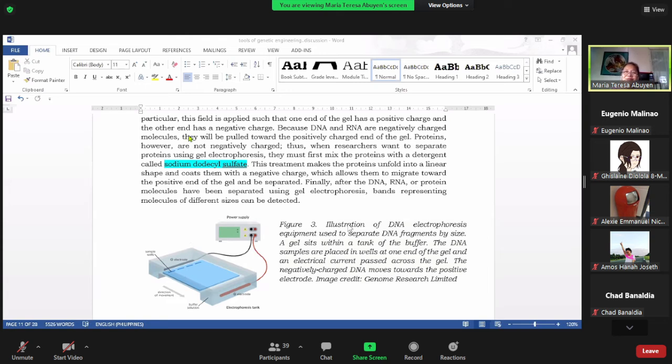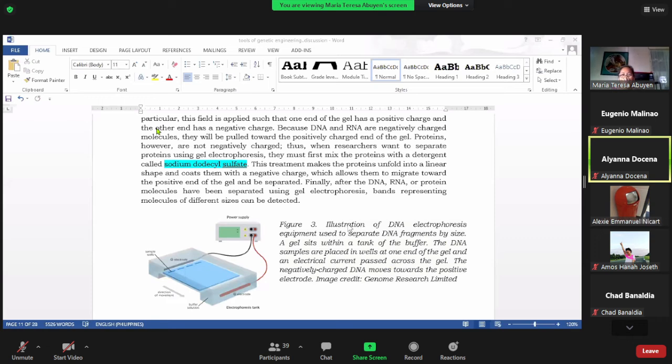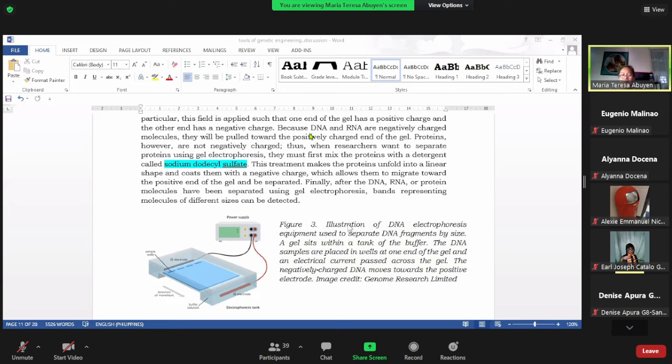I hope you learned something from today's discussion. Did you? Did you learn something? Yes. Okay. So, to test if you have learned something from the discussion, do at once the extraction enzyme activity.